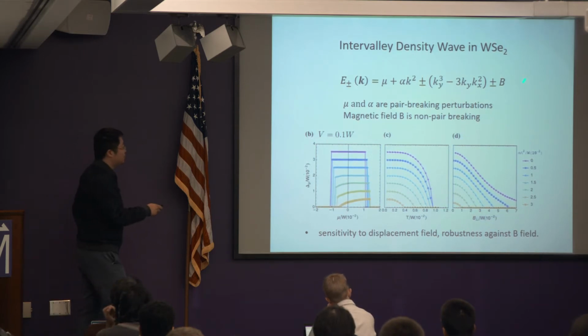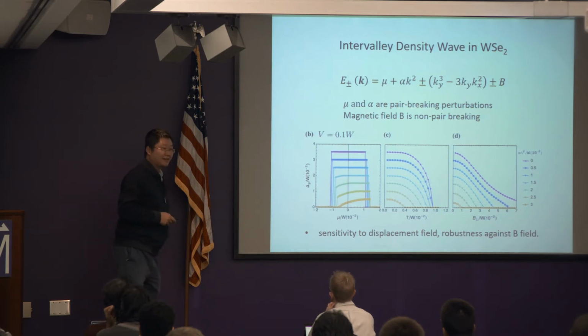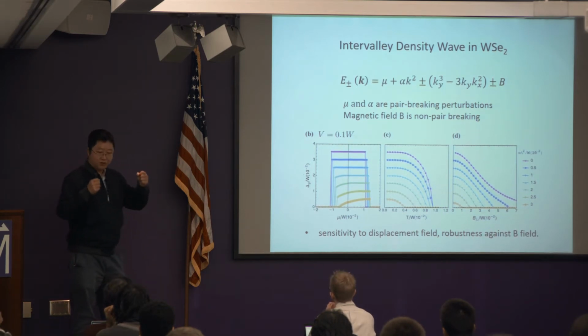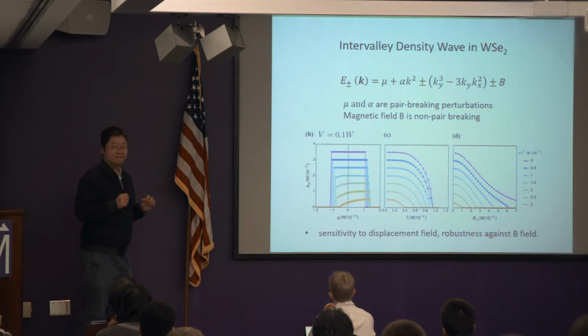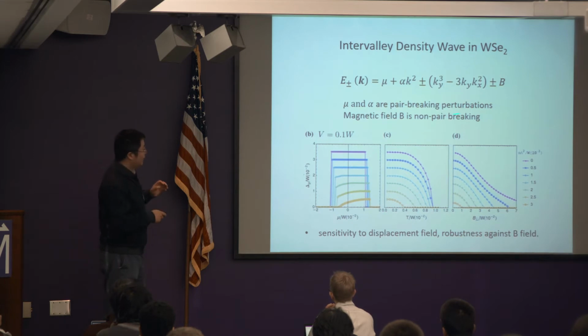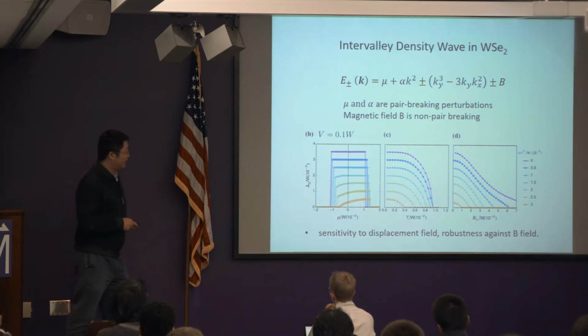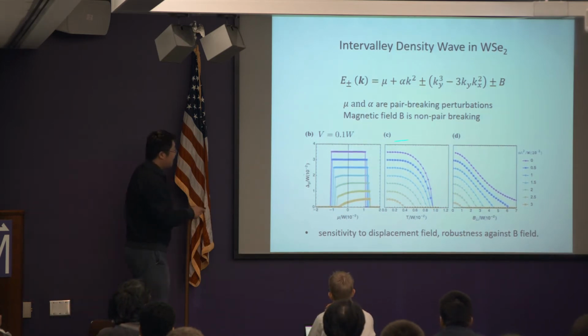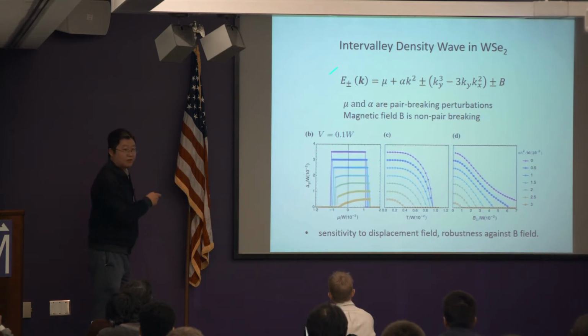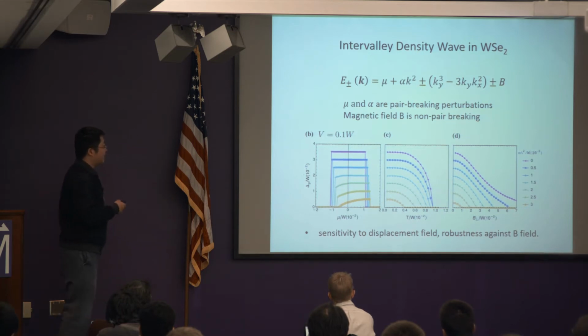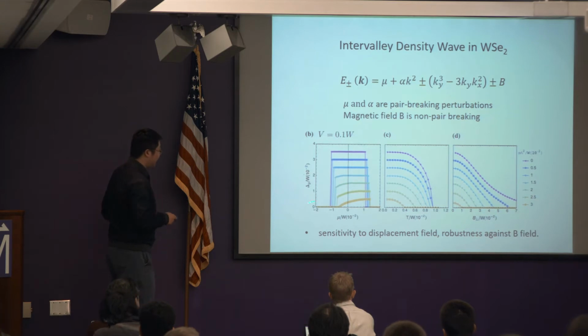Only to leading order, it's the B linear term which acts oppositely in the two valleys, and in that sense it's pair preserving. But if you go to the B squared term, it will be a pair breaking term. That's right. So this is the full model that we work with, and in the presence of the repulsion, we again solve the gap equation, now including all these perturbations. And this is the phase diagram.